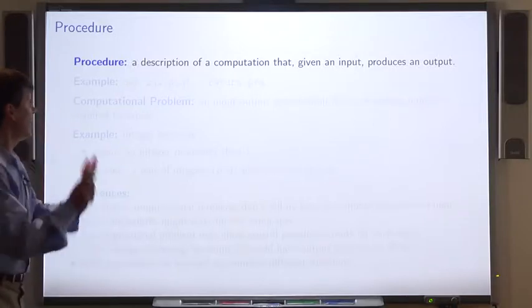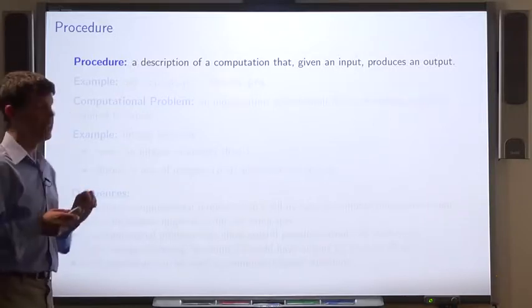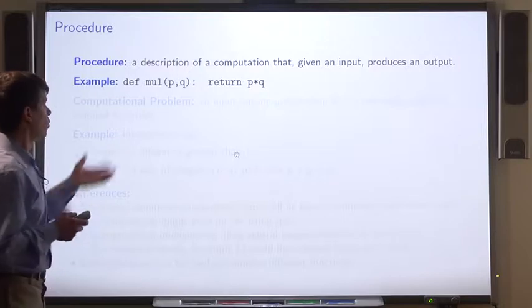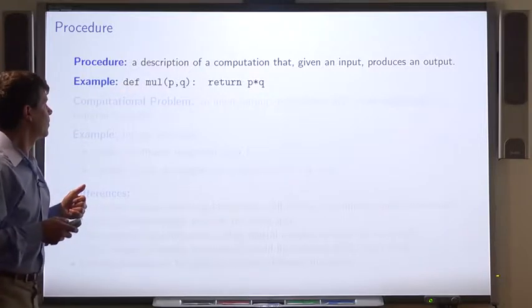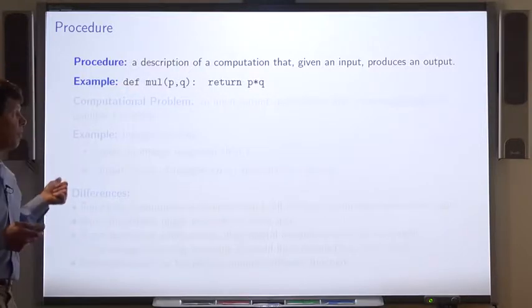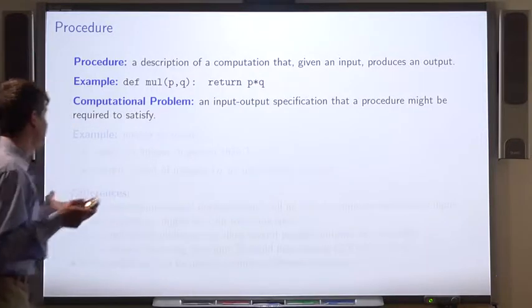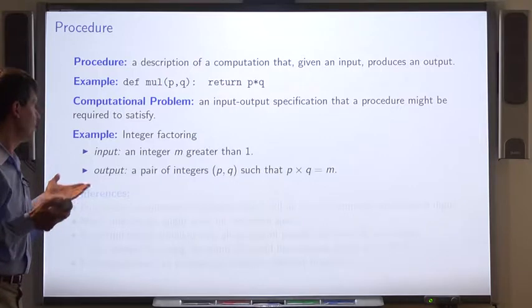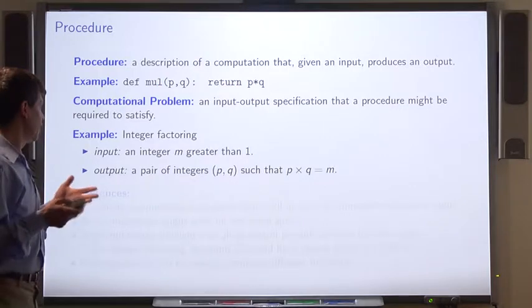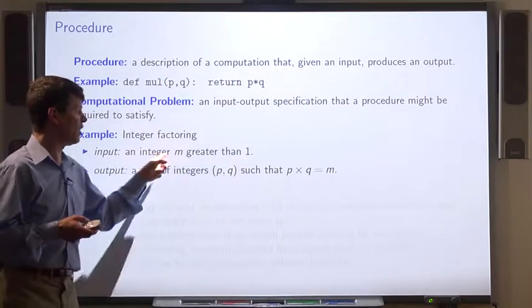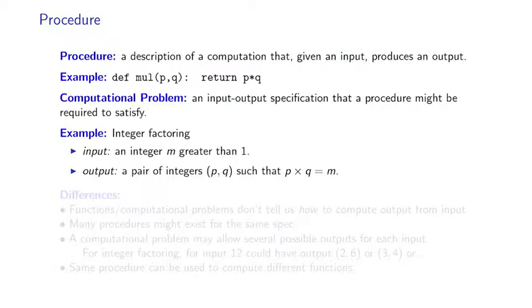A procedure is a description of a computation that, given an input, produces an output. So here's an example. A computational problem is an input-output specification that a procedure might be required to satisfy. For example, one that we'll look at later is integer factoring, where the input is an integer, m, greater than 1, and the output is a pair of integers whose product is m.